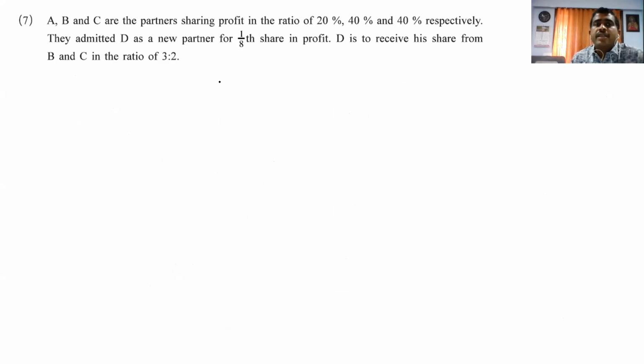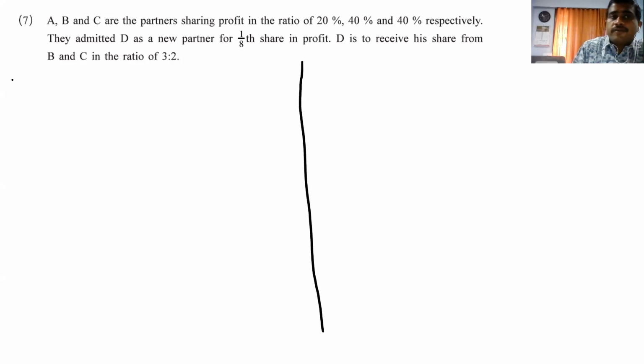A, B and C are the partners sharing profit in the ratio of 20%, 40% and 40% respectively. They admitted D as a new partner for 1/8 share in the profit. D is to receive his share from B and C in the ratio 3:2. Very, very interesting question, friends, and the sums are becoming more difficult for you. So let's see.